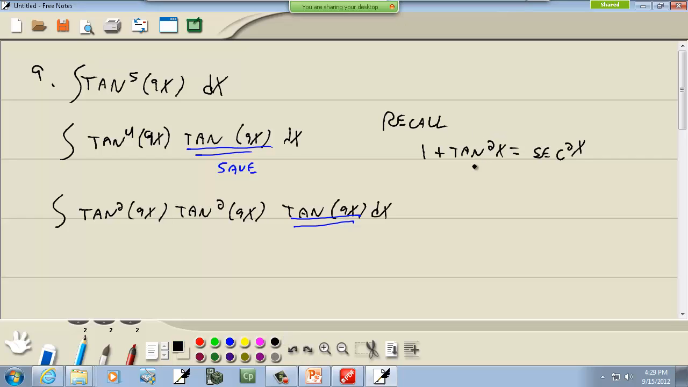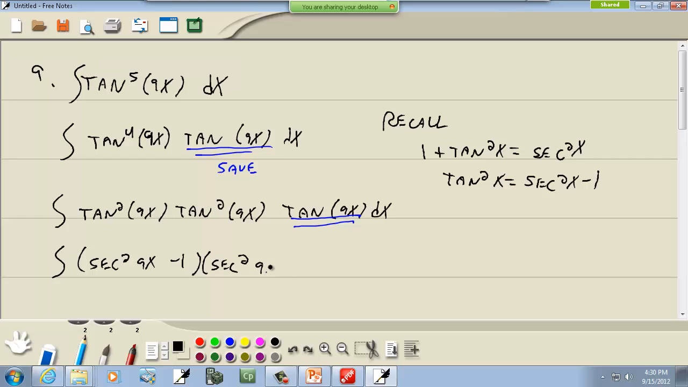Okay. So this right here, to solve for tangent squared, take the 1 over to the right side. So we got tangent squared is equal to secant squared minus 1. So we're going to replace these tangent squareds here with secant squared minus 1. So that's secant squared minus 1. And this one's secant squared minus 1. And here's our save, right there.